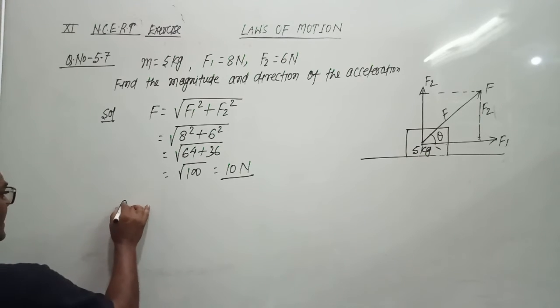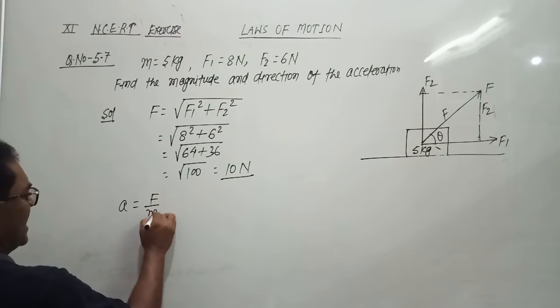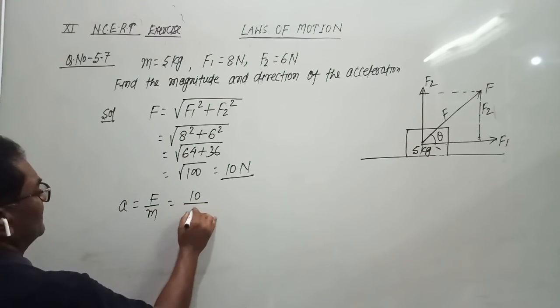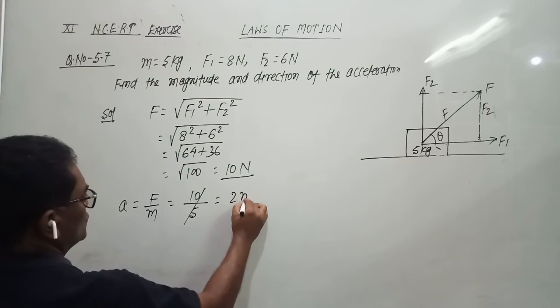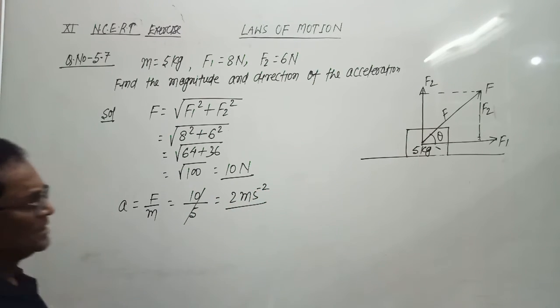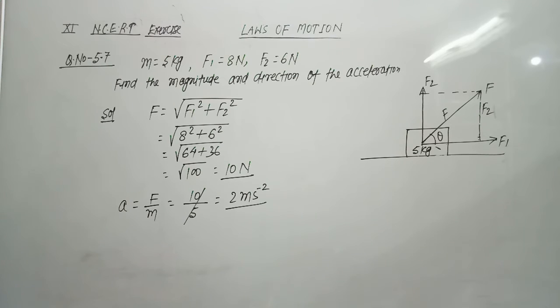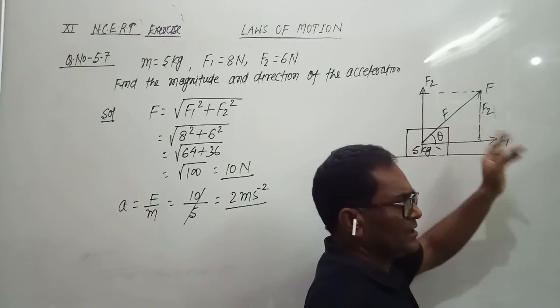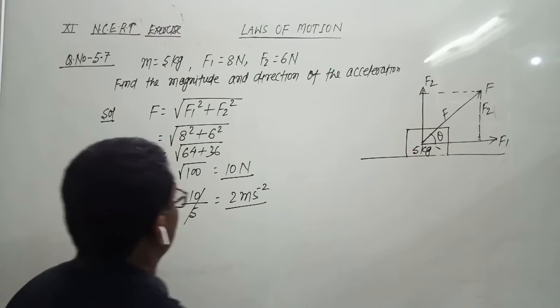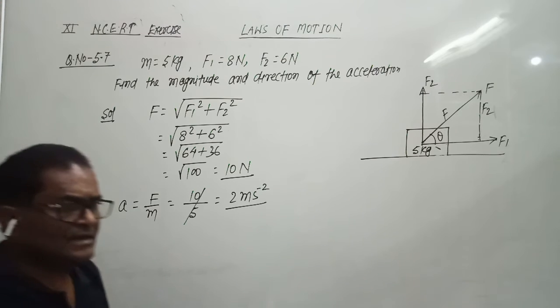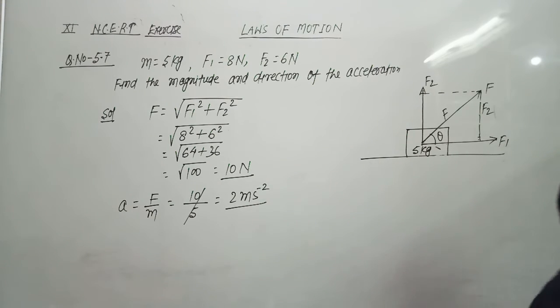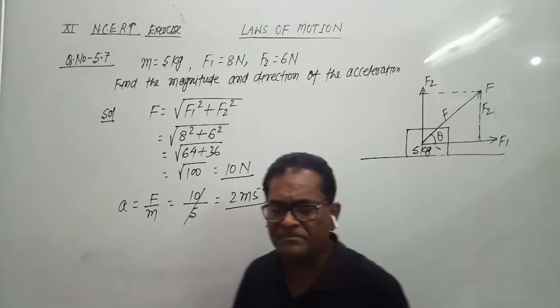Now we find the acceleration. Acceleration a equals F upon m. Force is 10, mass is given as 5 kg. So acceleration is 2 meter per second square. The magnitude of the acceleration is 2 meter per second square, and its direction will be the same as the direction of the force. The direction in which the force acts, the direction of the acceleration will remain the same.